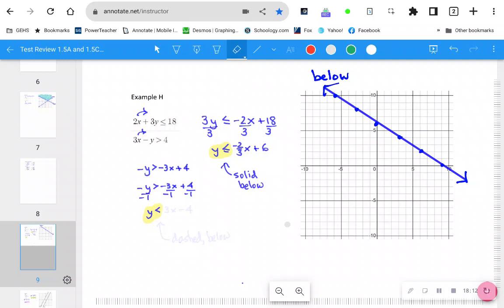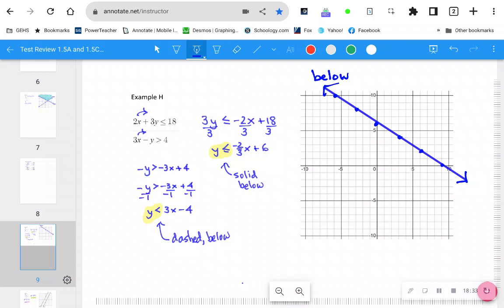If you look up until this point, the greater than sign ruled. It was greater than sign for a couple lines, but dividing by that -1 turned it around, and that's why you have to wait until the end to decide. So we're going to be dashed in below that line. So always decide at the end of getting the y by itself rather than the beginning.